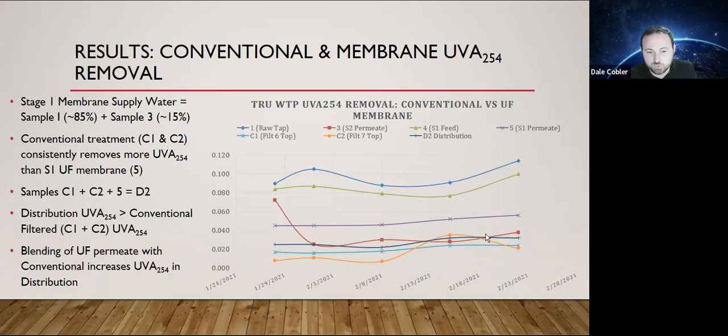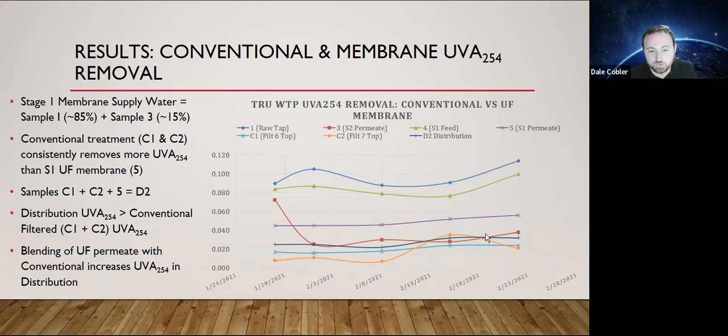So sample 4 should be influenced by the organics that are located in samples 1 and 3. Lastly, the UVA 254 distribution values reflect the blending of the conventional samples with the first stage UF membrane permeate.